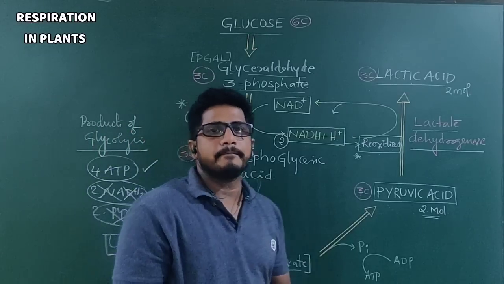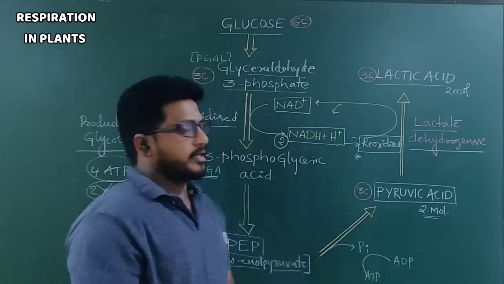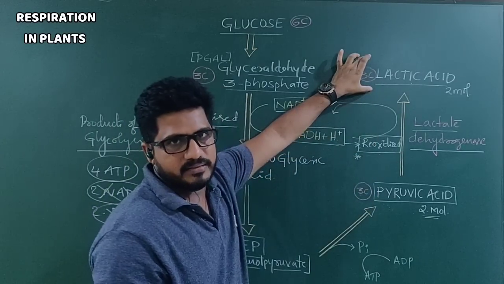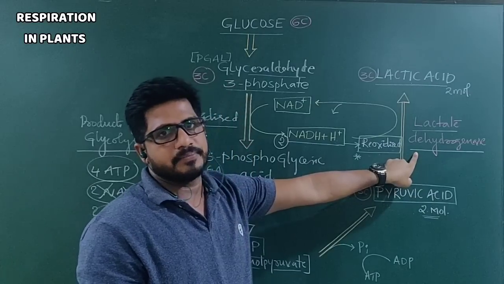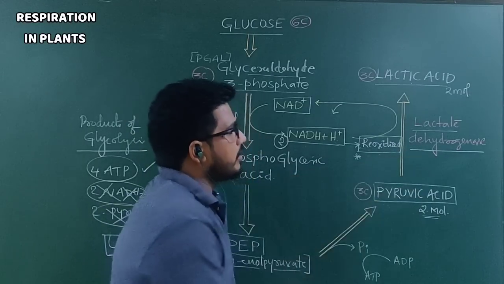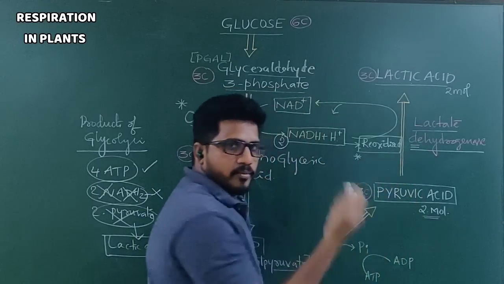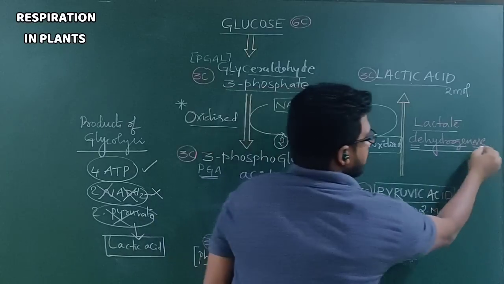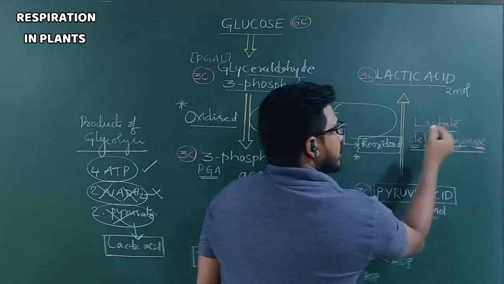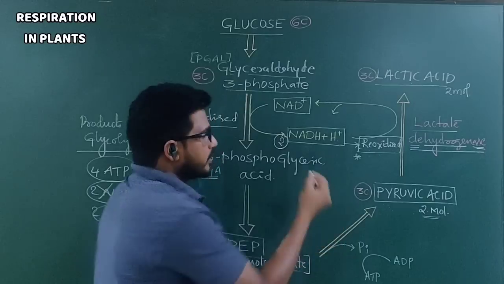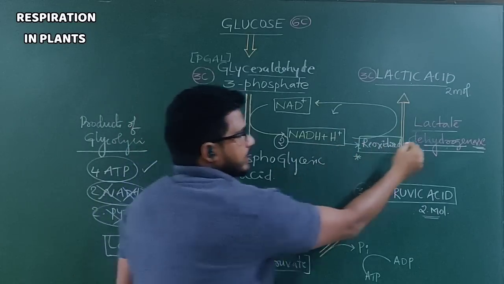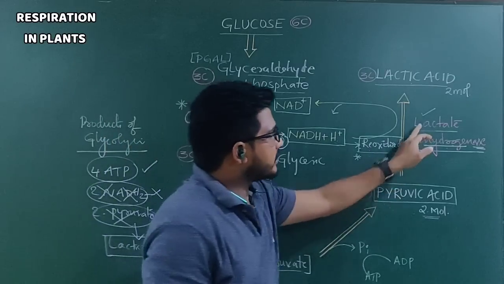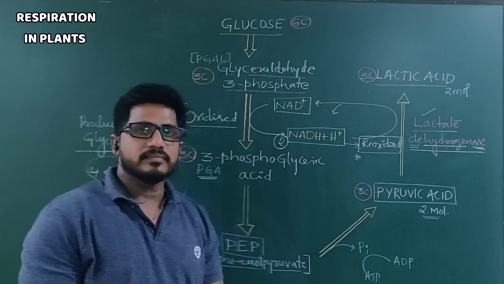To recall the term, I will tell you a technique. Pyruvic acid becomes lactic acid by the dehydrogenase enzyme. So what does dehydrogenase enzyme mean? D means removal. What are they removing? Hydrogen. ASE means enzyme. An enzyme that removes hydrogen from NADH2 and forms lactate. That's why that enzyme's name is lactate dehydrogenase.